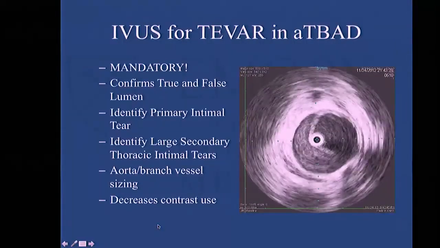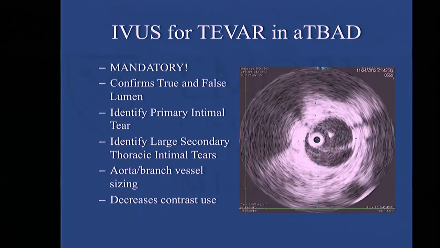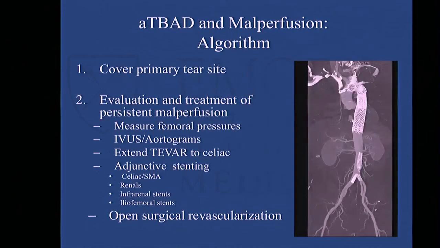IVUS is mandatory for dissection stenting. It confirms where you are. I've operated on somebody who put a stent graft that crossed over from the true and false lumen because he didn't use IVUS. You can do a whole case with IVUS with no contrast, identifying your landmarks and marking them. So it is really a mandatory tool. It's a great tool. It's easy to use. You know, you guys use it for coronaries. It's even easier in a big aortic vessel.